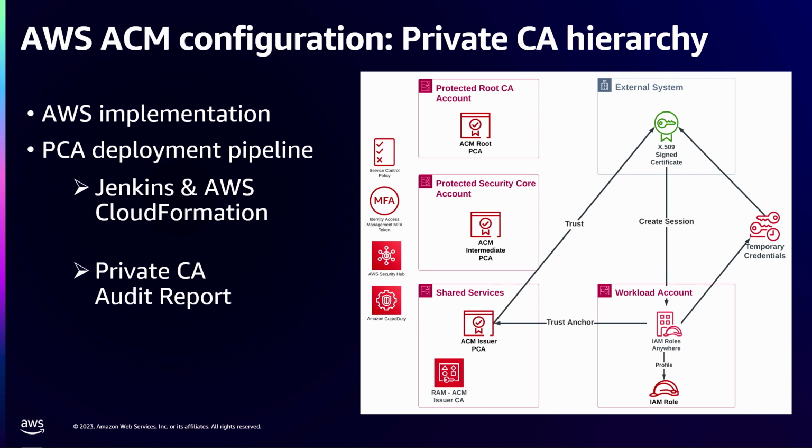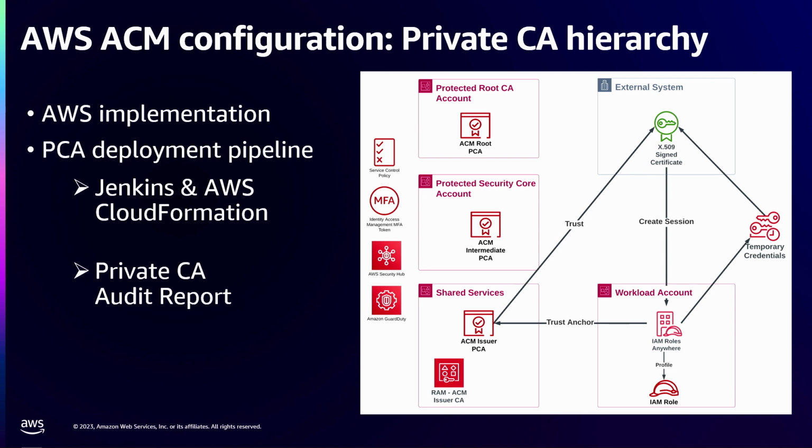Our issuing certificate, on the other hand, went into our regional shared services account. What we ended up doing was using a service called Resource Access Manager to share that PCA out to the child accounts. This allows application teams to issue certificates and quickly get what they need to use IAM Roles Anywhere without having to be stuck reaching out to a singular team.